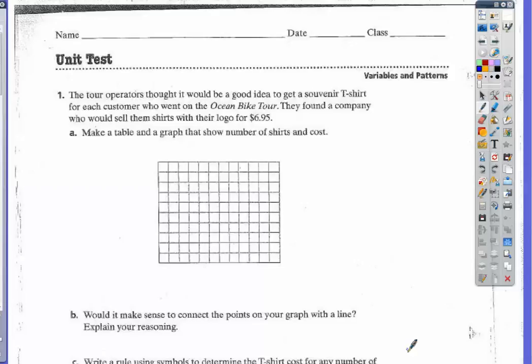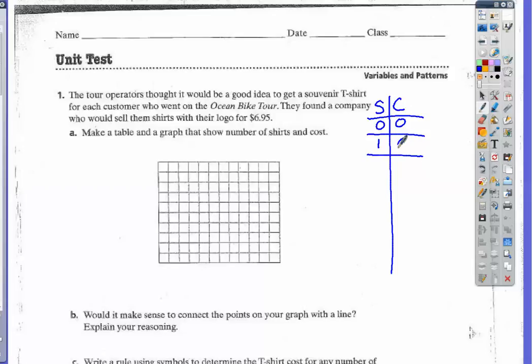So we're going to start by making a table. So we want the number of shirts, S is for shirts, and the cost. And you're always going to have to start at 0, because we need to find something called the y-intercept, which will be helpful later when we try to find equations. So the cost of 0 shirts is $0, right? The cost, let's go by ones, let's just make life easier.